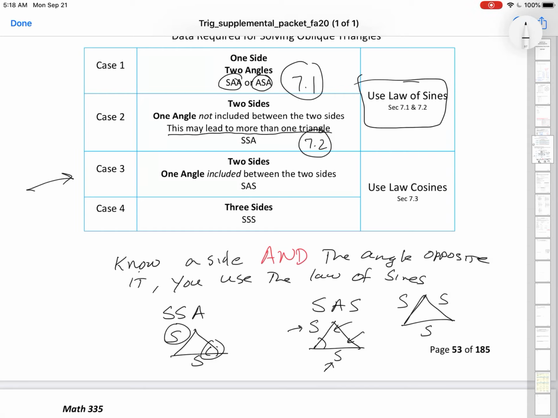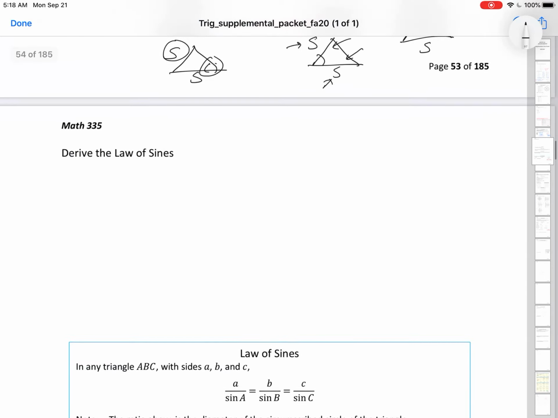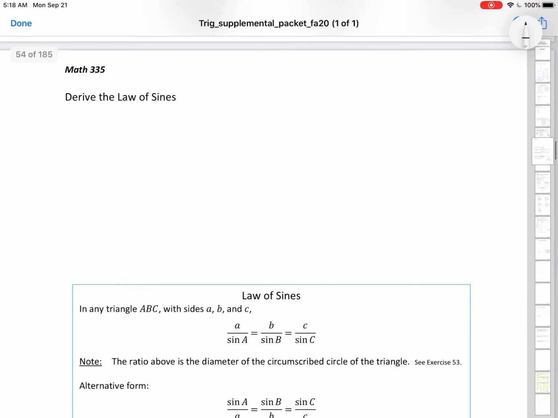So let me end this video here, where we did a brief introduction to when to use the law of sines and when to use the law of cosines. That way the video doesn't get very long. And then what we're going to do is develop the law of sines and then use it in the following video, still here in 7.1.